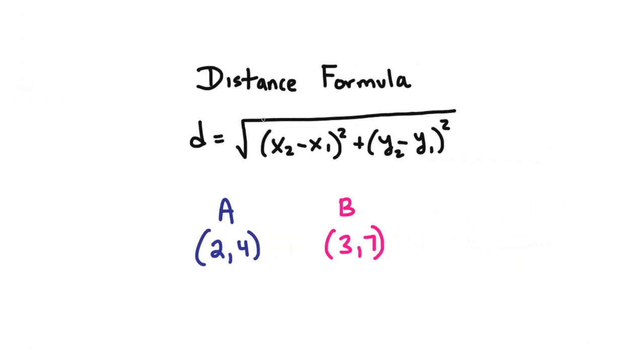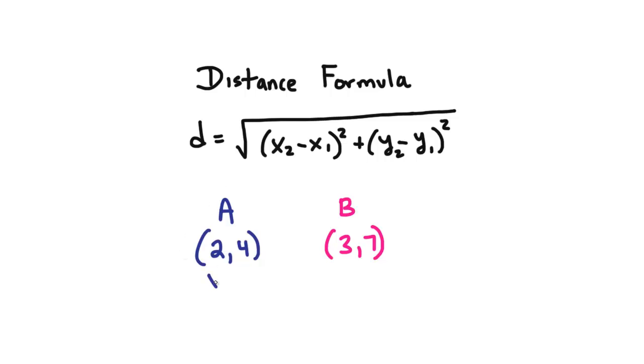Hi everyone, for this lesson I'll show you how to use the distance formula to find the distance between 2 points. Alright, so let's say we have these 2 points. Point A is located at (2, 4) and point B is located at (3, 7). So let's first label the points.